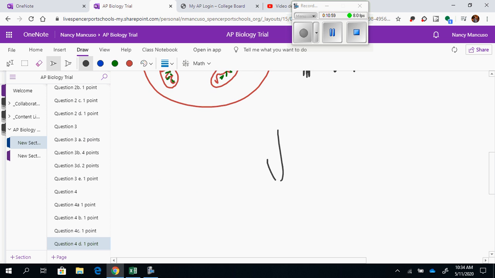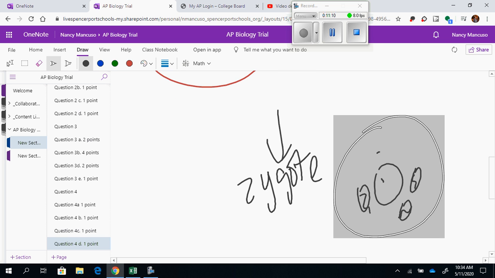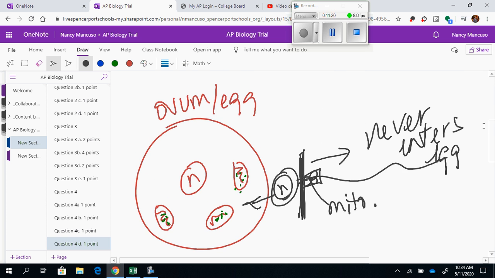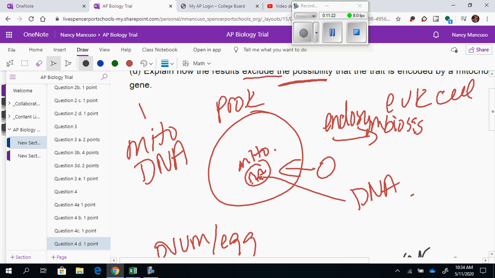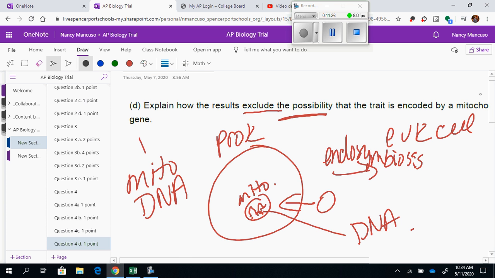So my zygote is my original ovum cell with all the original ovum mitochondria and the mitochondrial DNA. And now it has a diploid nucleus. But all of the mitochondria came from mom. So I needed to do all of that explanation to go back to the question, which said, explain how the results exclude the possibility that the trait is encoded by a mitochondrial gene.